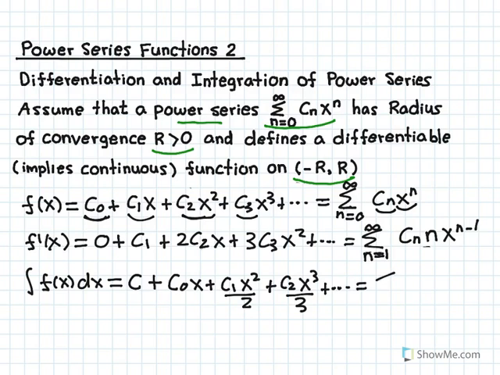Now let's integrate the summation. Summation n equals 0 to infinity, C sub n. If we integrate x to the power of n, we reverse the power rule, we add 1 to the exponent and divide by the same. So we get x to the power of n plus 1 divided by n plus 1. And don't forget to add the constant of integration plus c.